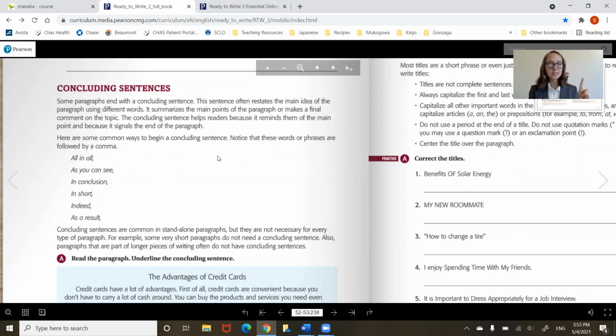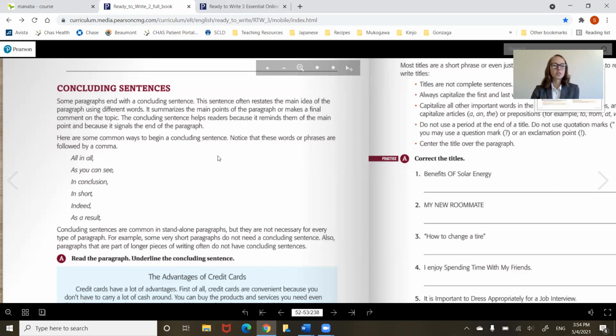So a topic sentence, quick review, has 2 parts to it. Do you remember what they are? The topic and the focus, right? And then supporting sentences give what 3 things? Facts, examples, and details. I think the book also says reasons. And now we will look at a concluding sentence.